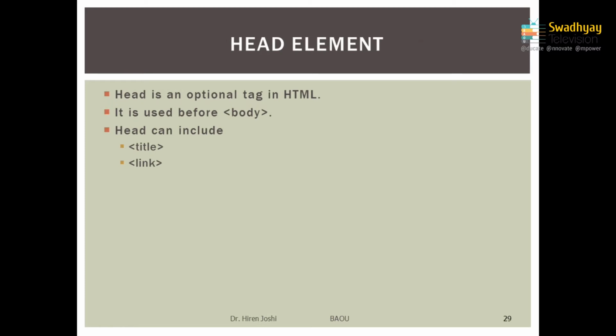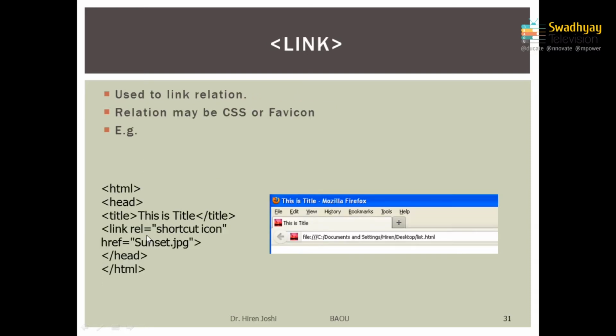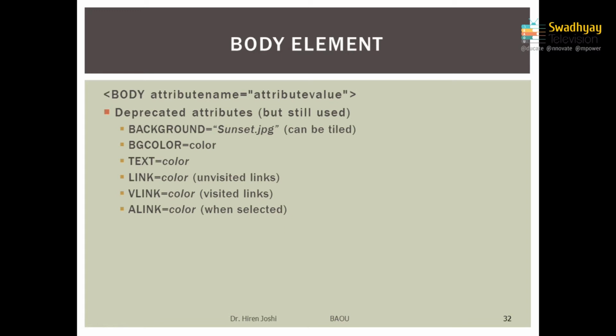Then we considered the head element. Head has a title and link, and we took an example of how you can describe the title using the title tag. If you provide a title, it will be displayed on the title bar of your browser. In the same way, if you provide a link, the link can be either CSS or a favorite icon, meaning favicon. So, through favicon you can display your pictures or any other pictures in the title bar of your web pages.